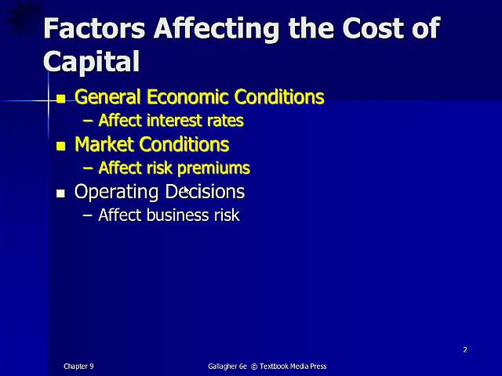What about the operating decisions of the firm? What kind of business risk does this firm have? We're talking about the top half of the income statement here, from sales to operating income, also known as earnings before interest and tax. This is the risk that is associated with the kind of business that this particular firm decided to go into.